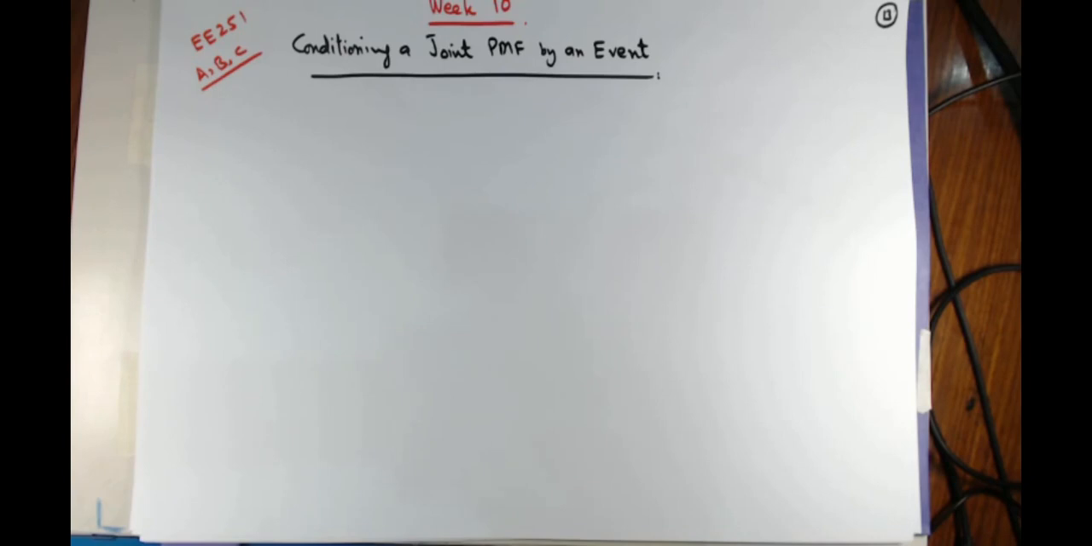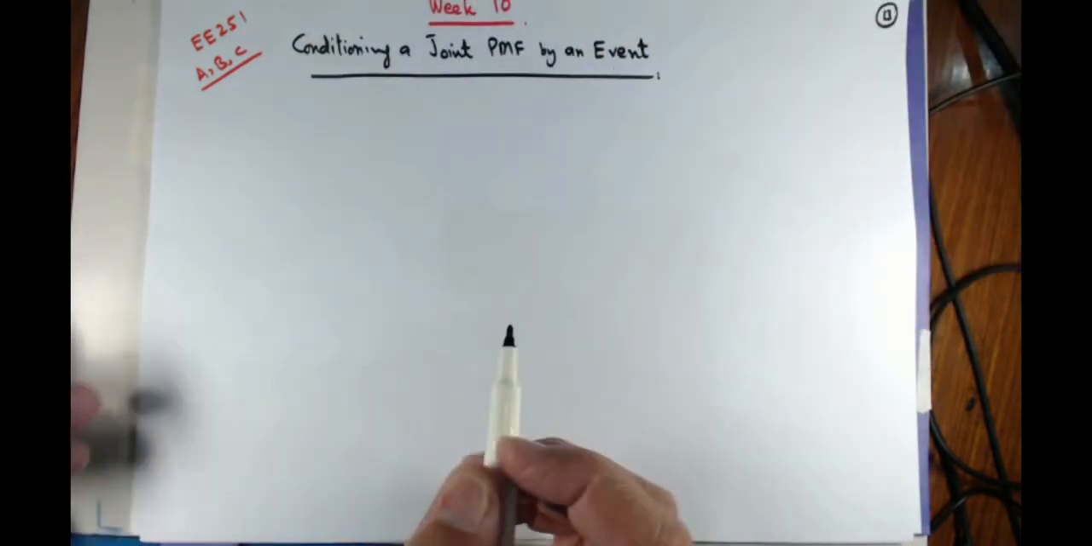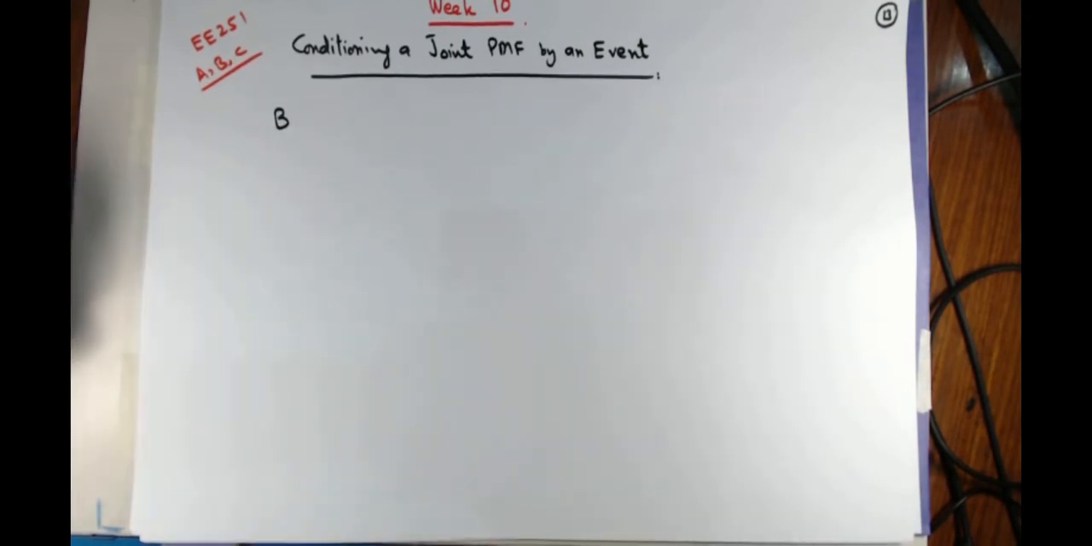Students, we will start week number 10 today, and the first topic is conditioning a joint PMF by an event. Just as we condition a PMF by an event, we can condition a joint PMF by an event B. So suppose we have an event B that represents some region in the xy plane. What is the conditional joint PMF in such a case?